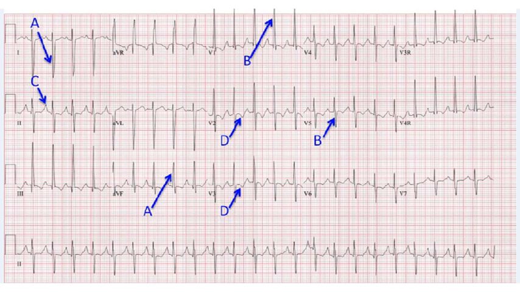So first of all, there is a right axis deviation, as evidenced by a deep S wave in lead 1 and large R waves in lead 3. We can see also the P pulmonale. We can see the dominant R in V1. And we can see also the ST-T wave changes in the anterior chest leads from V1, V2, V3, V4, and V5.